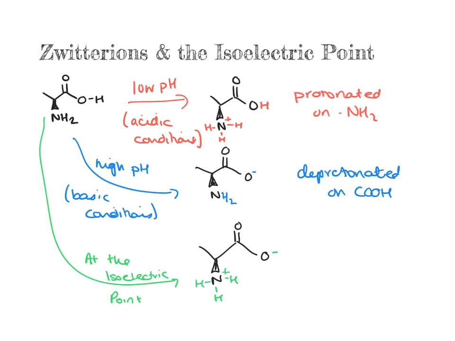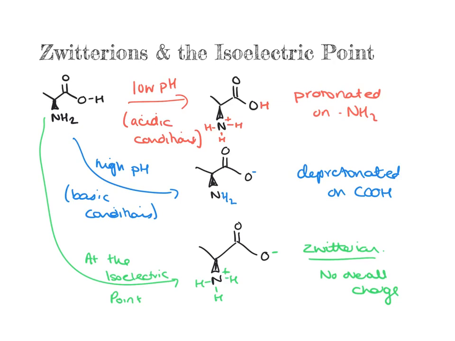So a zwitterion is a compound that has a positive ion on one end and a negative ion on the other end. So it's got both positive and negative charge, completely localised within the compound, but overall it does not have a charge. So this is called a zwitterion. And this only exists at what we call the isoelectric point, which is the point at which, in terms of pH, your amino acid does not have an overall charge.